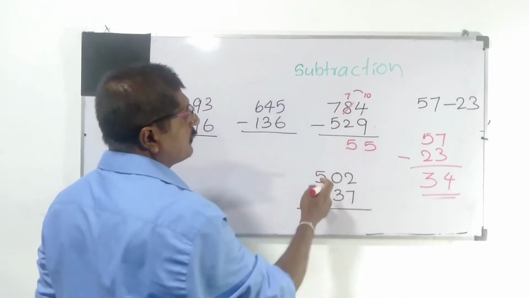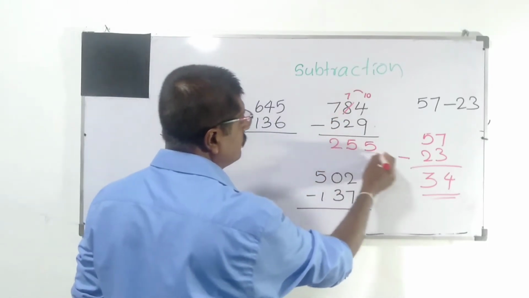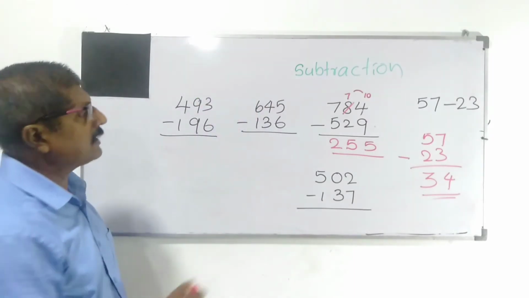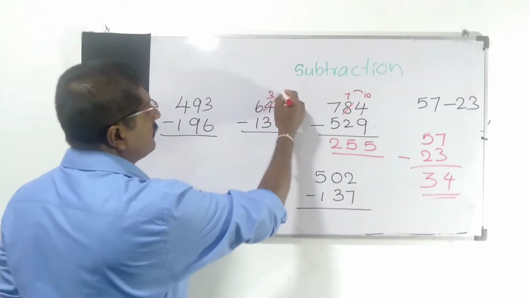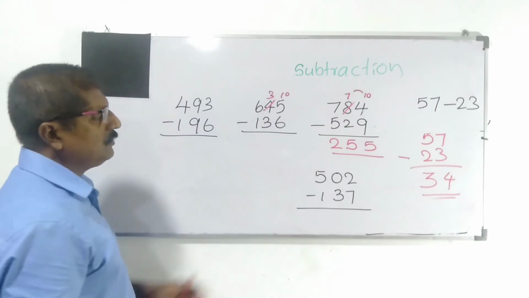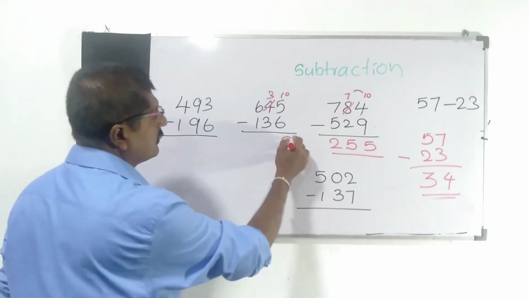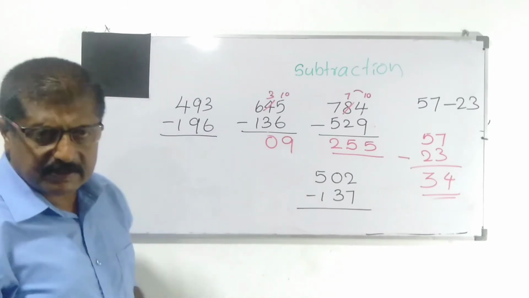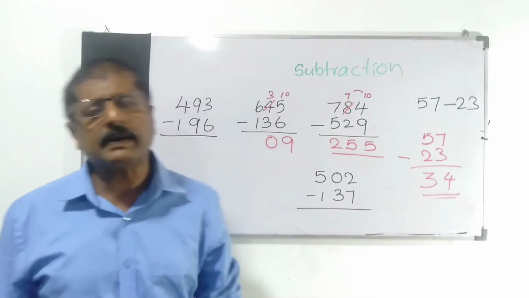7 and 5. From 7 subtract 5. That is 2. This one, from 6 also you can't subtract. Then take 1. From 15 you subtract 6. That is 9. From 3 subtract 3. That is 0.